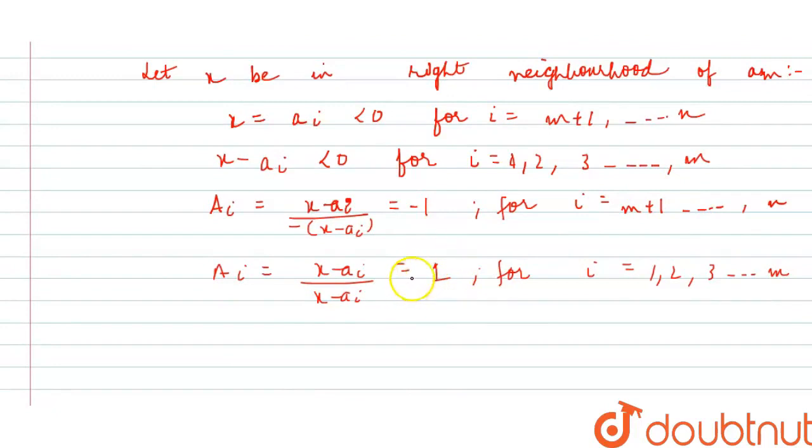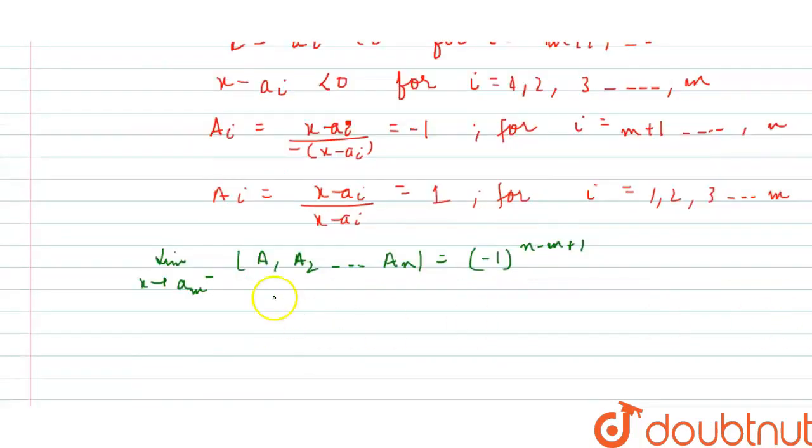So this is it. Now we can say that if the limit as x approaches a_m from the negative side, then the value of A1, A2 up to An would be equal to (−1)^(n − m + 1), and the limit as x approaches a_m from the positive side of A1, A2 up to An, this is basically multiplication, so the value is equal to (−1)^(n − m).